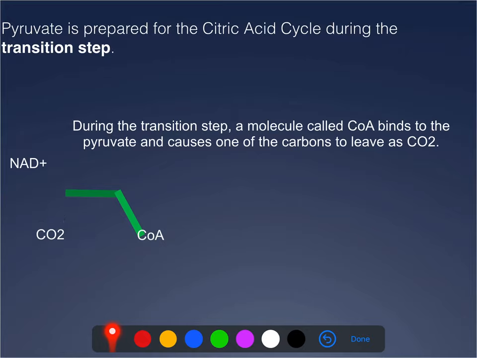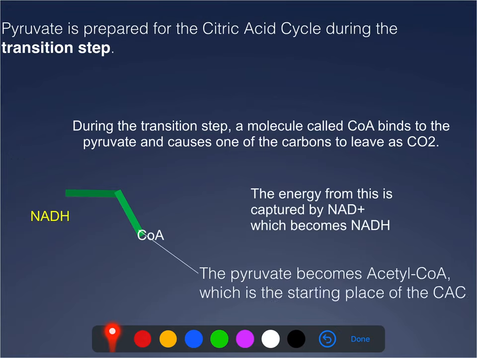So coenzyme A binds to pyruvate and that knocks a carbon off, which will leave as carbon dioxide. Pretty much every time we knock a carbon off and it leaves as carbon dioxide, there are some electrons that we can capture. And so NAD plus will capture those electrons and turn into NADH. The pyruvate, which was a 3-carbon compound, is now a 2-carbon compound bound to coenzyme A. And this is called acetyl-CoA, and acetyl-CoA is the main entrance point to the citric acid cycle.